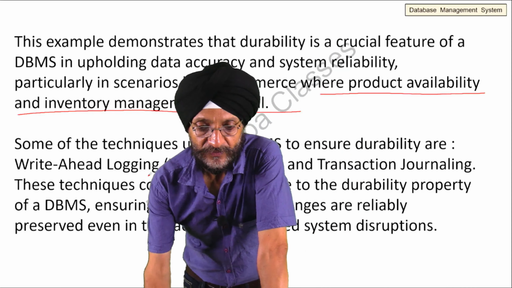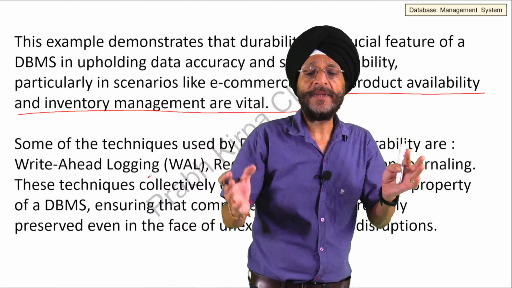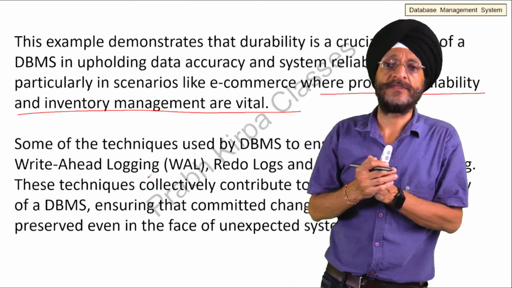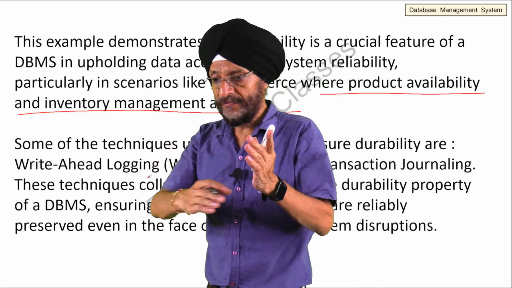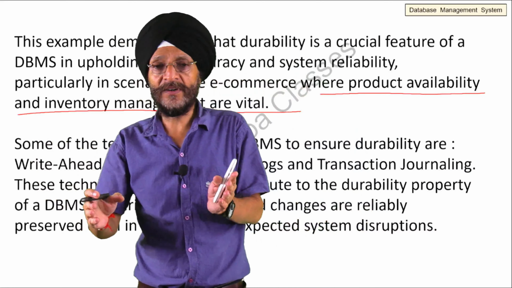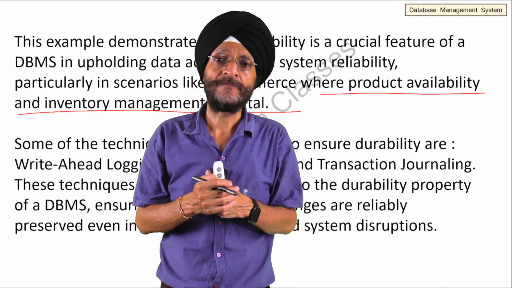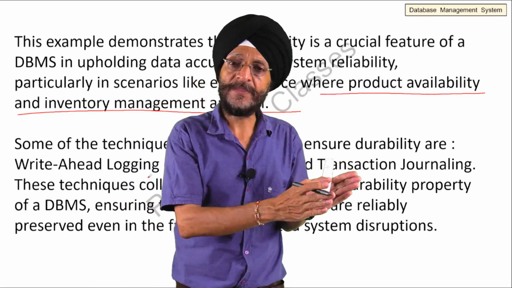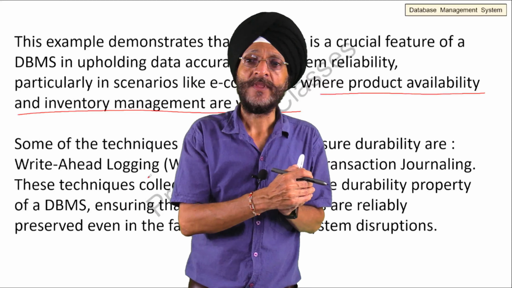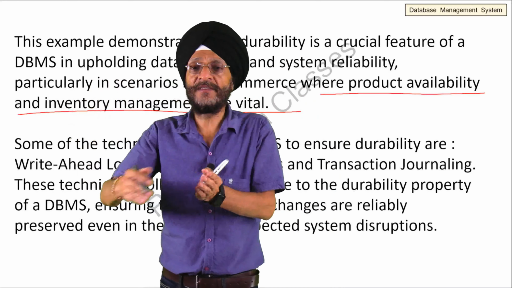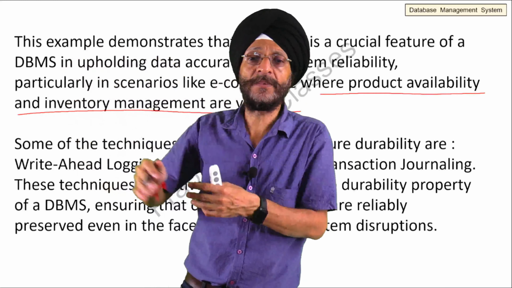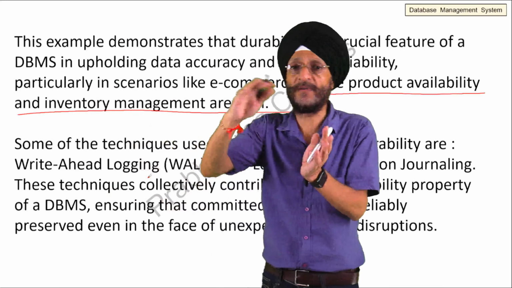Now, how does the DBMS ensure durability? That is, when the failure of the power or system crash has occurred, though the order has been confirmed to the client, how does the system ensure that the inventory level is updated even after the crashing of the system or power failure?